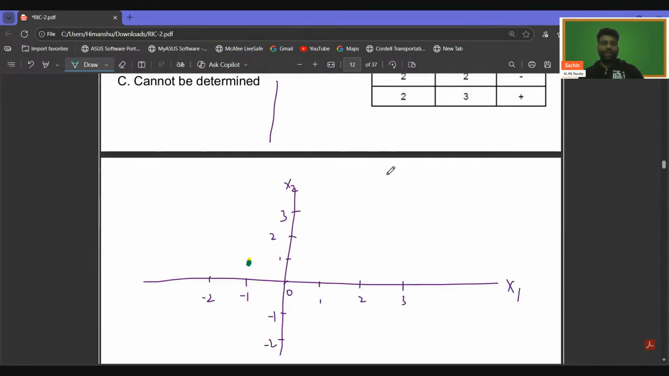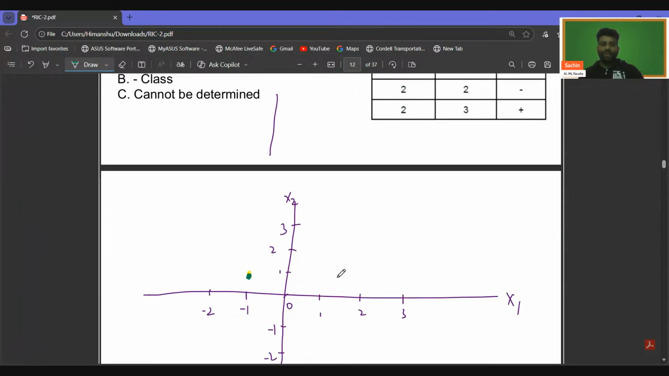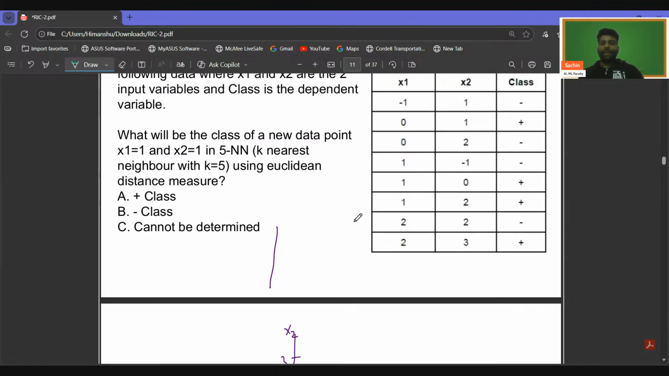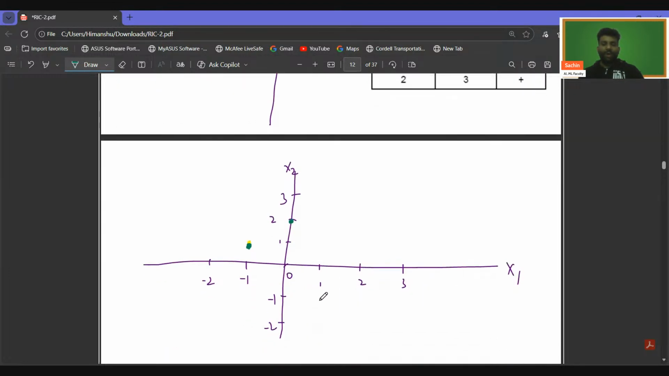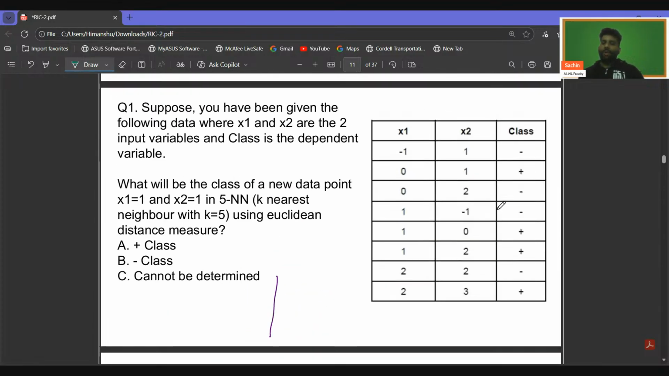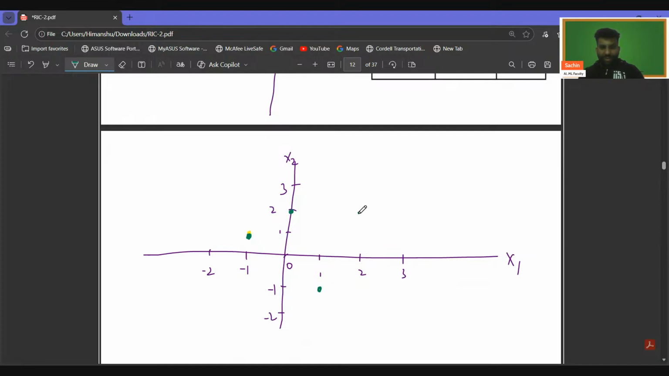-1, -1. What is the other one? Negative class 0, 2. 0, 2 is this one. Then we have 1, -1, something over here. What do we have next? 1, -1 is done. 2, 2. So this is something like this. These are all the negative class points, the green ones. You can see clearly.